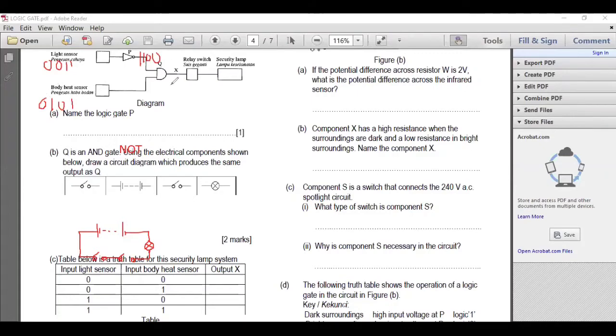So 1 times 0 is 0, AND gate. 1 times 1 is 1. 0 times 0 you get 0. 0 times 1 you get 0. So just write 0, 1, 0, 0. That means you write the numbers on the diagram.